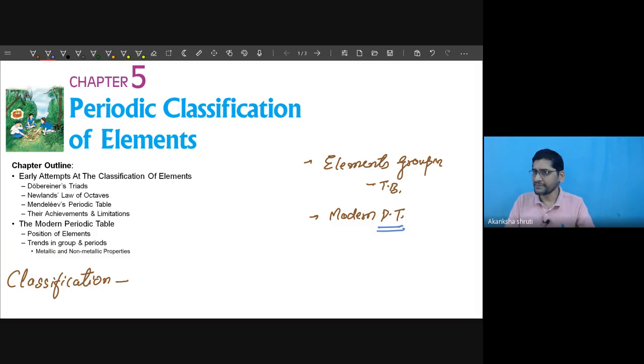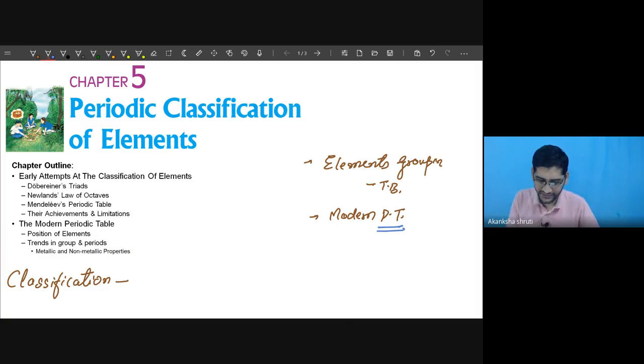The very early attempts, though they are not called the periodic table, were the only attempts, because in earlier days only a limited number of elements were discovered. Even up to the time of Mendeleev's periodic table, only nearly 70 elements were discovered. In the modern periodic table that we are using nowadays, nearly 120 elements are discovered, and all of them are arranged in that periodic table.